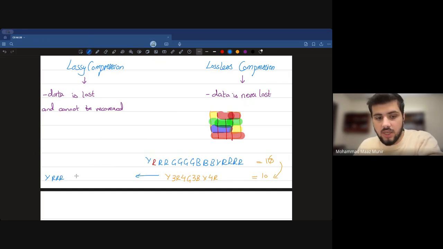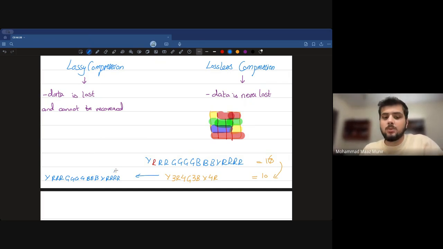Then you're saying 4 green, so green. Then 3 blue, so blue. 1 yellow, and then 4 red. And we get the exact same thing which we had up here. So in lossless compression, our data is never lost.